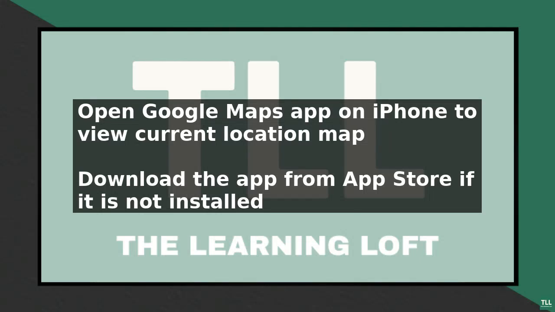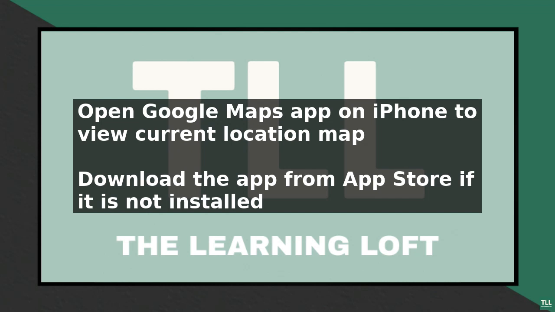To see satellite view in Google Maps on your iPhone, start by opening the Google Maps app. If you don't have the app, you can download it from the App Store. Once the app is open, you will see a map of your current location.